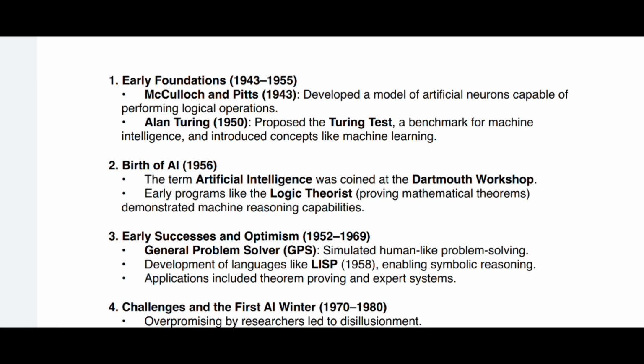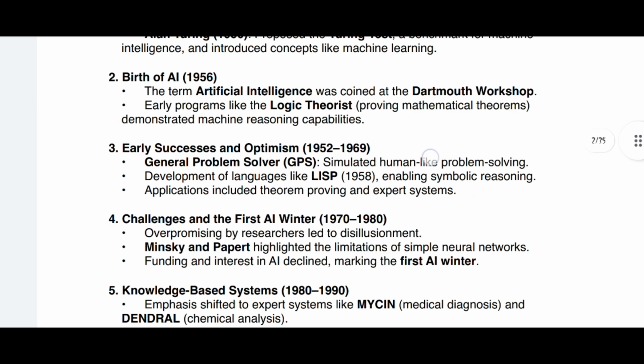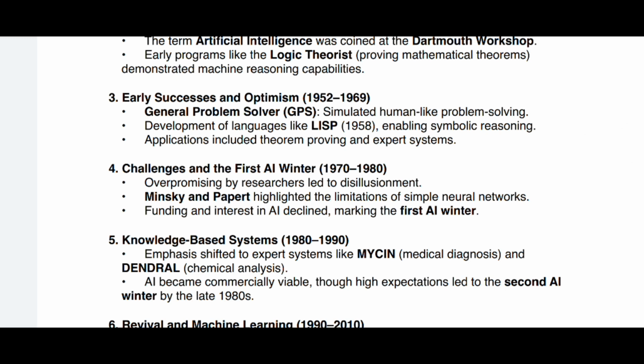So when developing artificial intelligence, we started with small things, the general problem solver, small experiments started, and then a language like LISP was developed. Using LISP, they could start programming small programs. That started in 1958. So the early success came from 1952 to 1969.